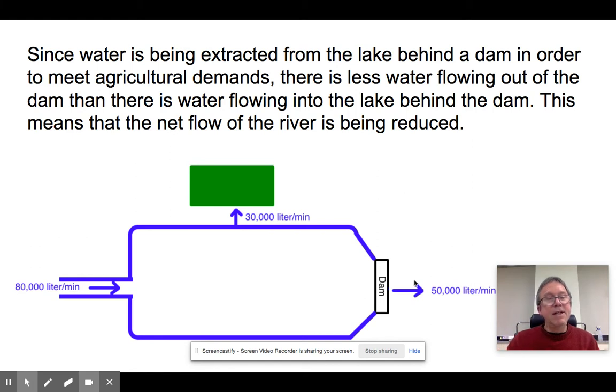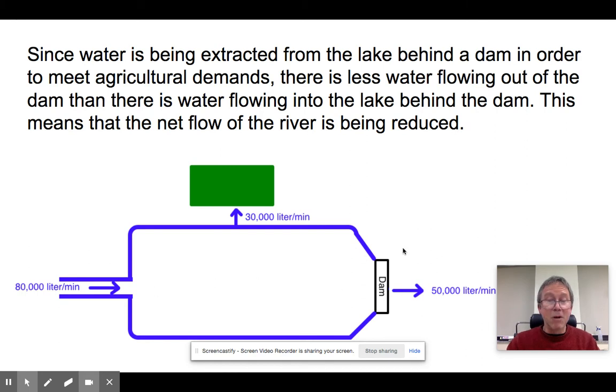Okay. Now, let's just say the inflow is 80,000 liters a minute. What's happening is I'm pumping 30,000 liters a minute out of it to water crops. Well, just think about it. If I'm taking water out for crops, then that has to mean that the rate of inflow is going to be greater than the rate of outflow because I extracted some of it. All right. And so what that means is the river got smaller rather than larger as it moved downstream.